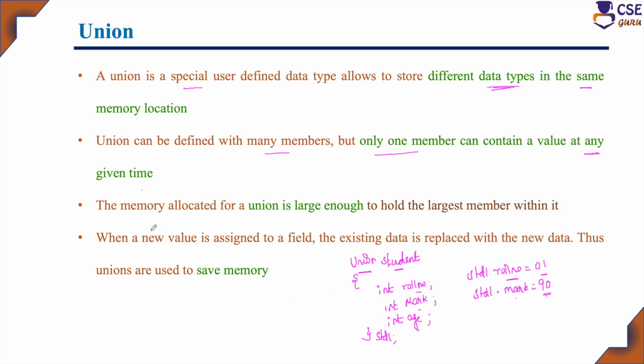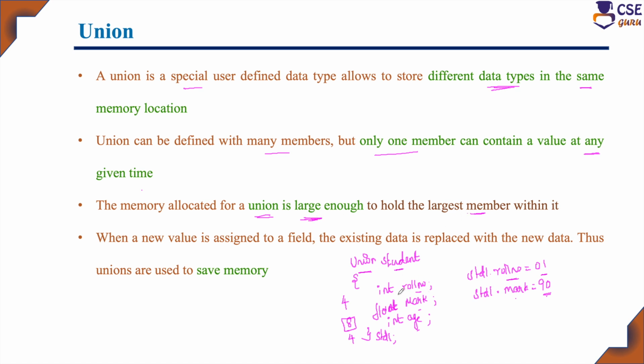The memory allocated for a union is large enough to hold the largest member. For example, here I am giving float mark. The integer data type will occupy 4 bytes of memory, the floating point data type 8, and again integer 4 bytes. So how will the memory be allocated? 8 bytes of memory will be allocated, because the memory allocated is large enough to hold the largest member.